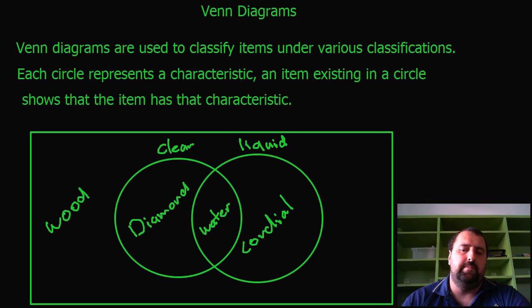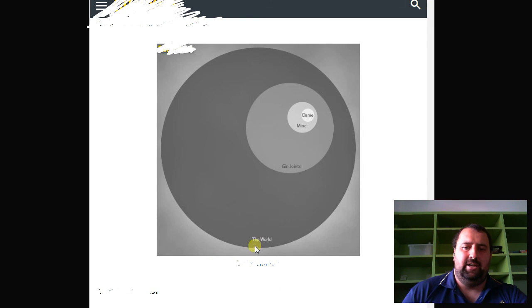Here's the Venn diagram. So we have the world, and inside the world we have gin joints. Inside gin joints we have mine, and inside mine we have a dame. It's a pretty old movie, you might not know it. Maybe ask mum and dad if they could help.